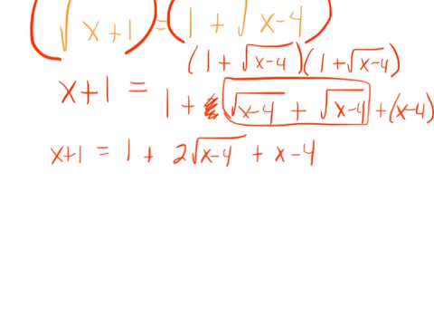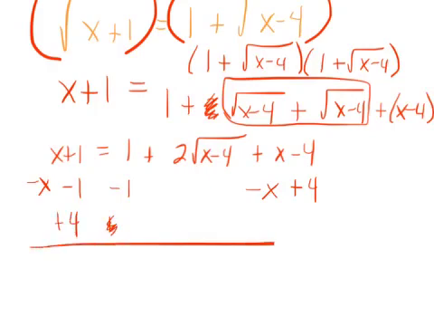You notice there's a 1 on both sides, right? Okay, subtract 1, subtract 1. There's an x, subtract x, subtract x. There's a negative 4. Add 4, add 4. See what I'm doing? Why am I doing this all? To get this by itself, okay?